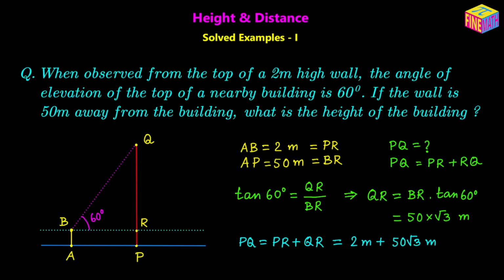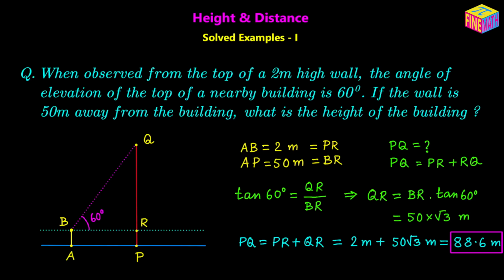In place of PR, we can write 2 meter, and in place of QR, we can write 50 times square root of 3 meter. And if we punch in these numbers in a calculator, we are going to get 88.6 meter. And that is our answer. So the height of the building seems to be 88.6 meter.